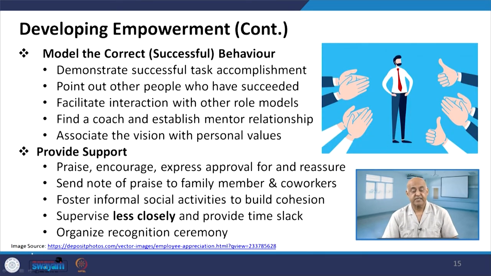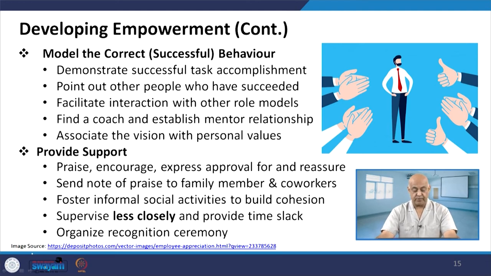Model the correct or successful behavior, demonstrate successful task accomplishment, point out other people who have succeeded, and this facilitates interaction with other role models. Find a coach and establish the mentor relationship, and associate the vision with personal values. And the support is there, therefore indicate praise, encourage, express approval, and reassure.